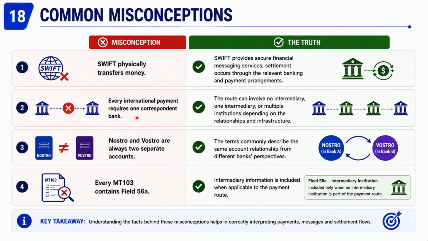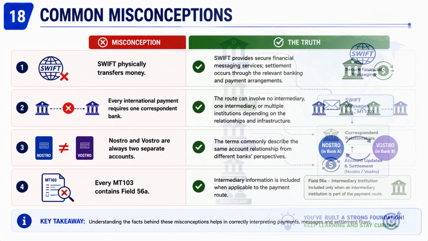Second, not every international payment requires exactly one correspondent bank. Depending on the route, there may be no intermediary, one intermediary, or multiple institutions. Third, Nostro and Vostro commonly describe the same account relationship from different banking perspectives. And finally, not every MT103 contains Field 56A. Intermediary institution information is included when applicable to the payment route.